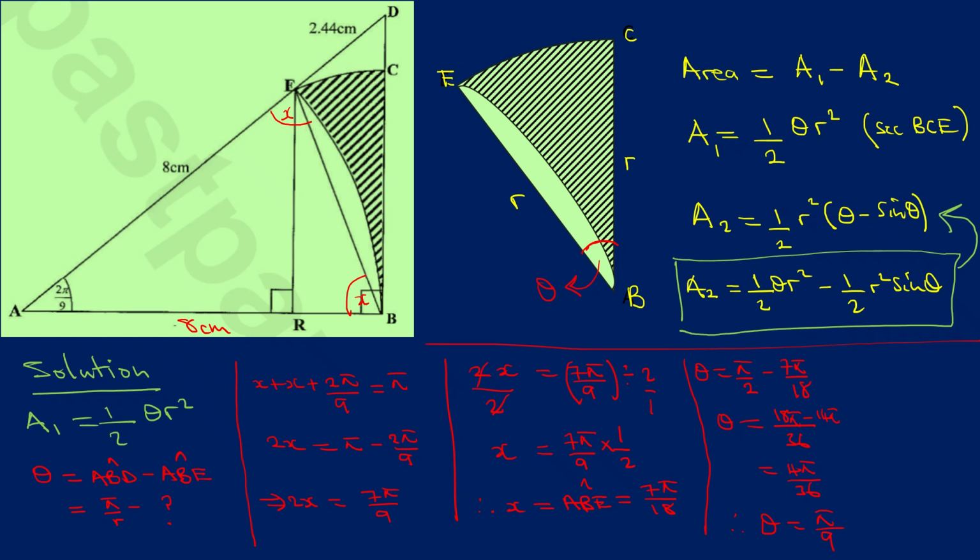What do you think we can do to find BE? Or what method can we use to find BE? Or what is the formula? So we are simply going to use the cosine rule. Let's move to the next page. So we are going to use the cosine rule. The cosine rule states that, so let's just come back to the diagram a bit.